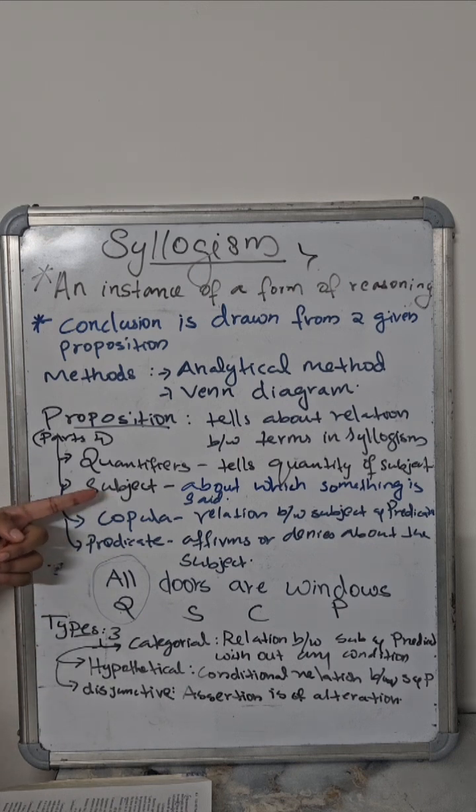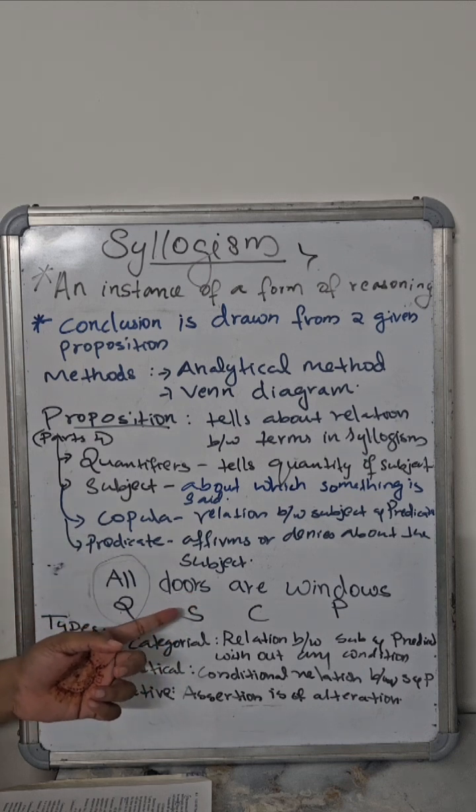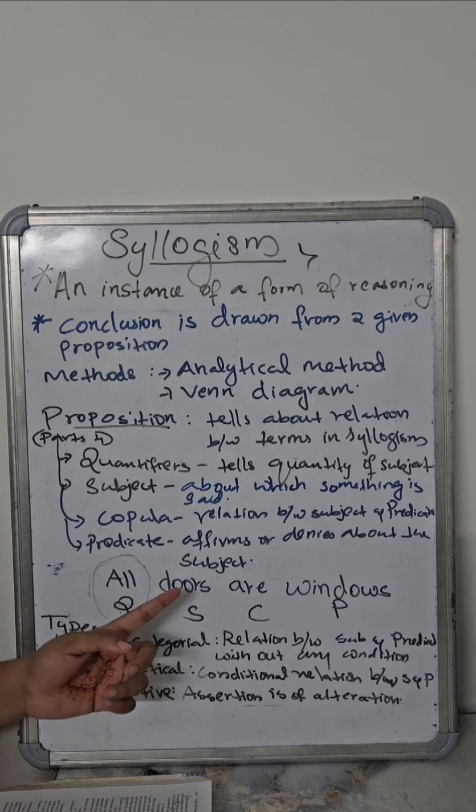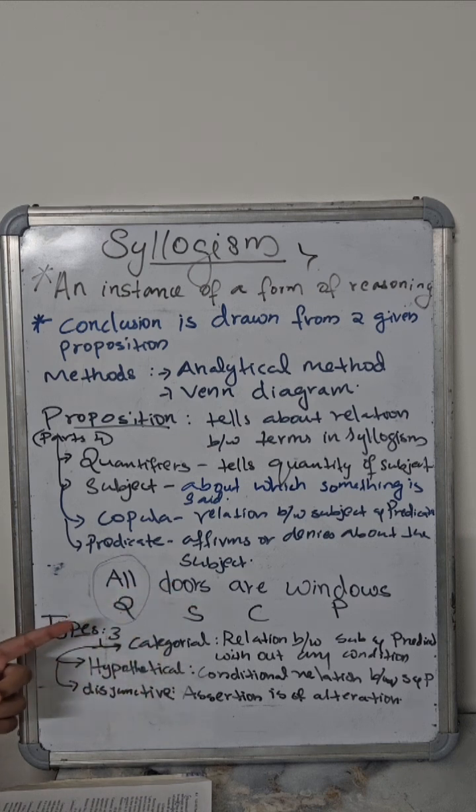The next part is the subject. The subject is that about which something is said. In the given statement, door is the subject. Here something is said about the door. So that is the subject of the given proposition.